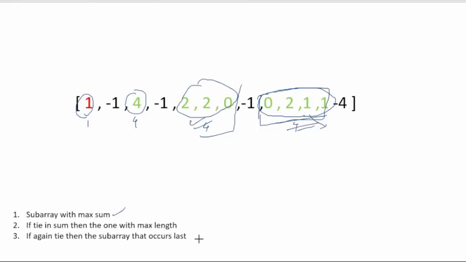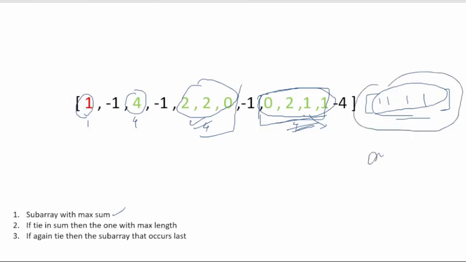If again a tie, then the subarray that occurs last. Suppose there were more numbers here in the subarray, but with the same length, say 4 numbers, like say we had 1, 1, 1 and 1 after that. So this would be our answer because there is literally no difference between this and this subarray, but since it occurs later on in the array, this would be our answer.